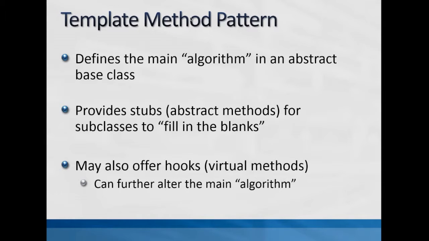All right, let's talk about the template method pattern. Basically, this is a pattern where you define the main, quote-unquote, algorithm in an abstract base class. So you'll have an abstract base class that has the meat and potatoes of an algorithm that you want to perform. But it's like a fill-in-the-blanks type of thing, where some of the core stuff that needs to happen within that algorithm, the subclasses need to implement. And those are done through abstract methods. The abstract methods would be defined on the base class, and then the subclasses need to, quote-unquote, fill in the blanks.